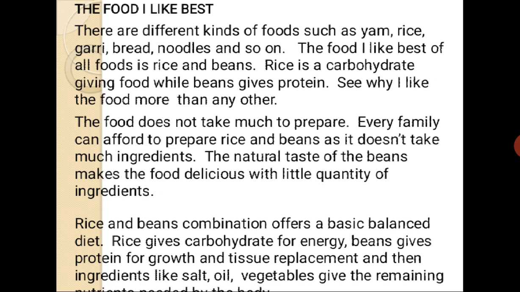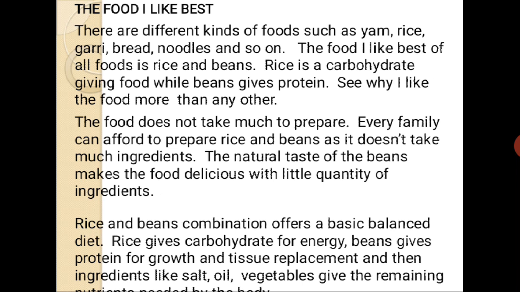Now it reads, there are different kinds of food such as yam, rice, garri, bread, noodles, and so on. The food I like best of all the food is rice and beans. Rice is a carbohydrate-giving food while beans gives protein. See why I like the food more than any other. This is your introduction. You have already introduced the subject matter of what you're going to talk about in the body of the essay.